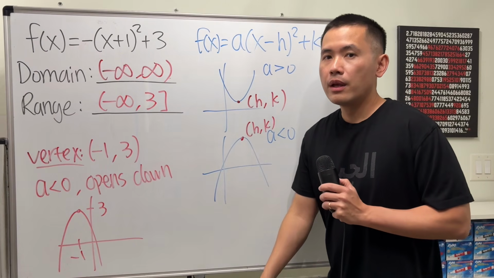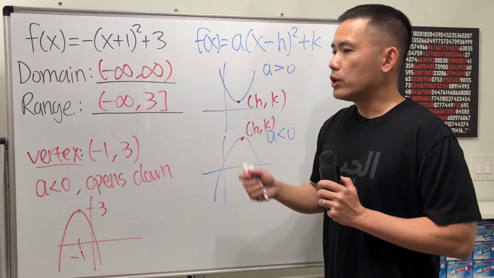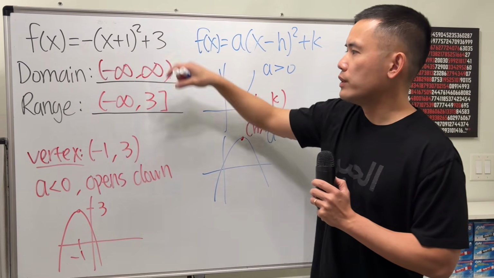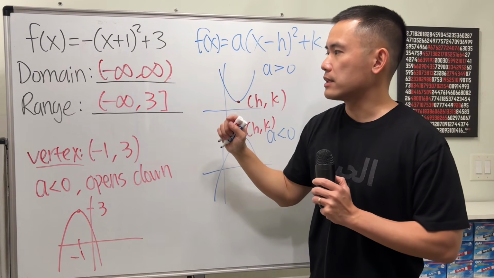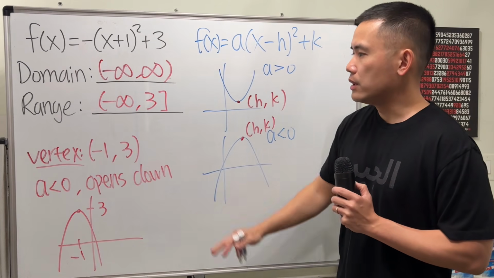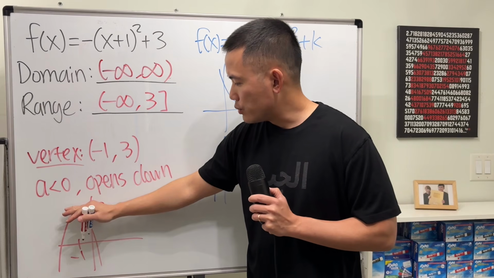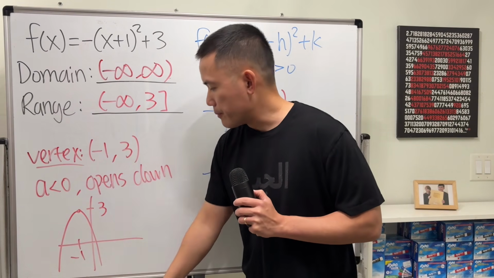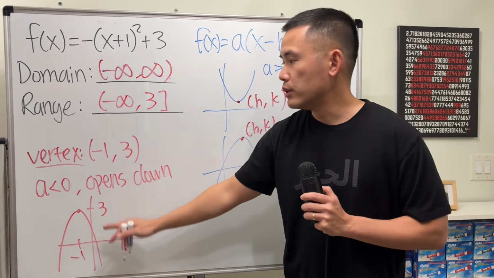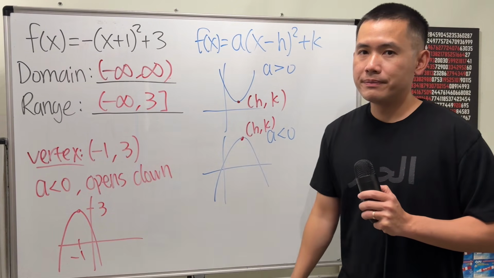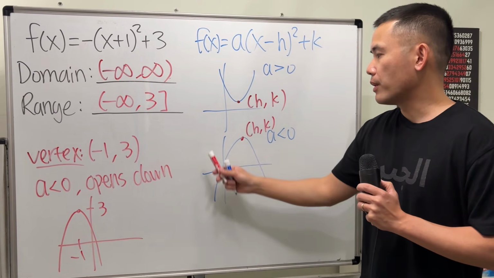So just like that. Remember, domain is all the possible x values, and since there's no restrictions, we have no worries. We can use any real number for x. So that's the domain. And for the range, it's all the possible y values, because right here is 3, and it keeps going down. So the smallest y value is negative infinity, and the biggest one is 3, including the 3. Now let's take a look at another example.